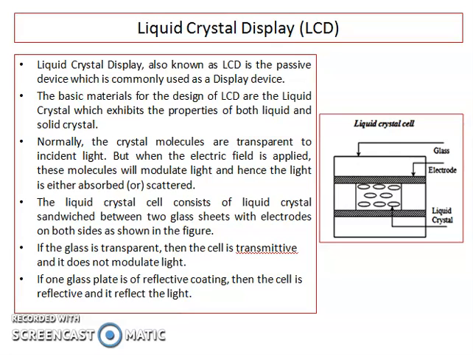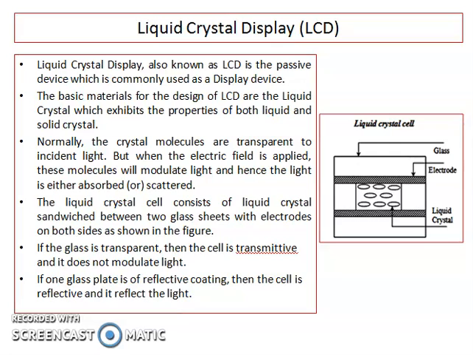So liquid crystal display, also known as LCD, is the passive device which is commonly used as a display device. The basic material for the design of LCD are the liquid crystals, which exhibit the properties of both liquid and solid crystal. Normally, the crystal molecules are transparent to incident light, but when the electric field is applied, these molecules will modulate light, and hence the light is either absorbed or scattered.